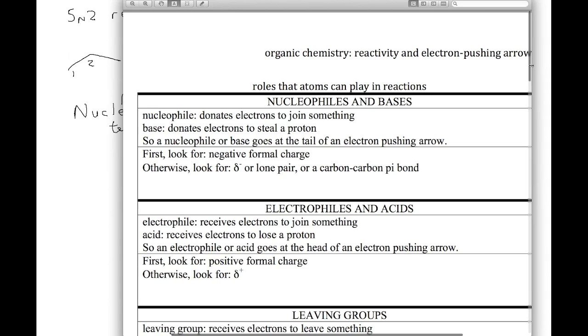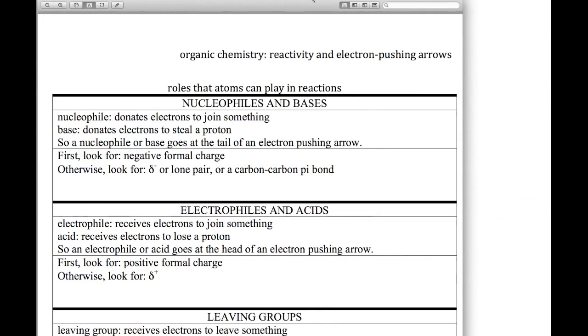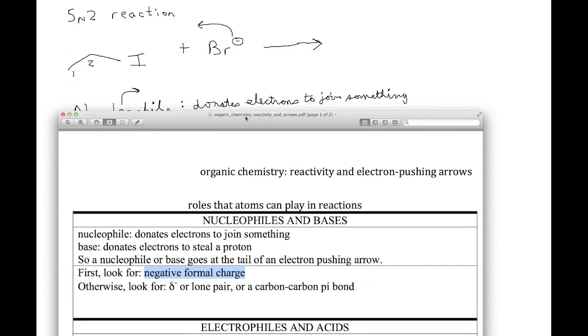So here on the first page of that reactivity handout, here's a summary of nucleophiles. The nucleophile donates electrons to join something, so the nucleophile goes at the tail of an electron pushing arrow. The best thing to make something a nucleophile is a negative formal charge, which is what we had on this problem, the negative formal charge on the bromide.